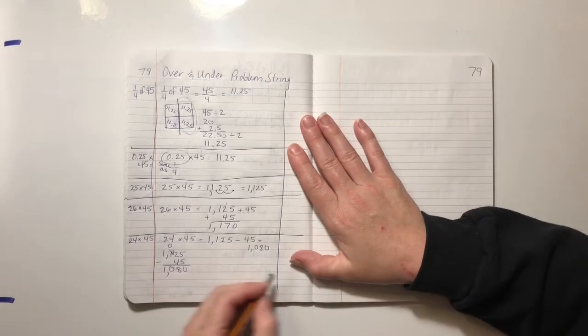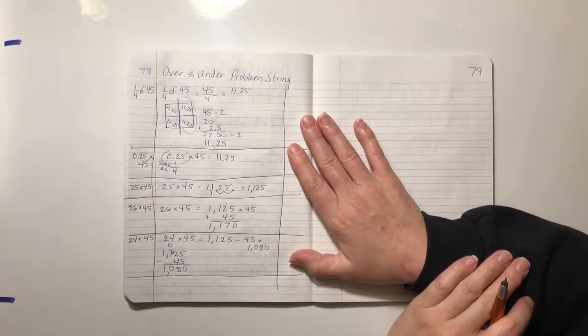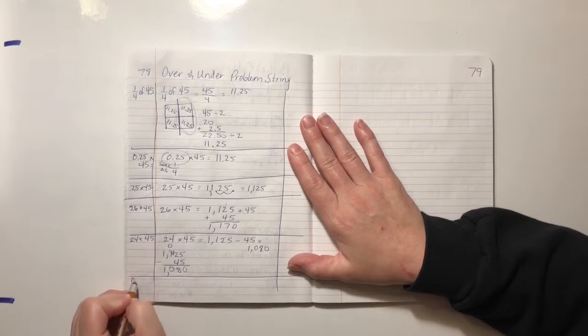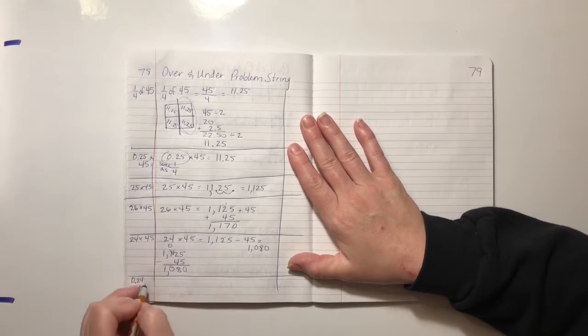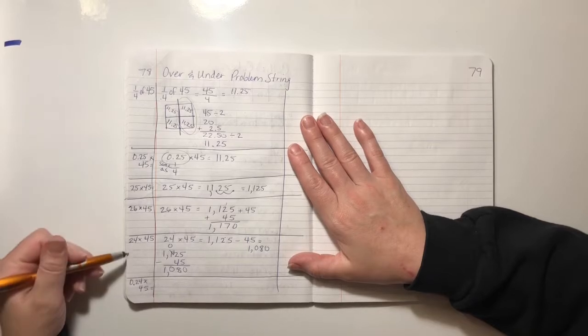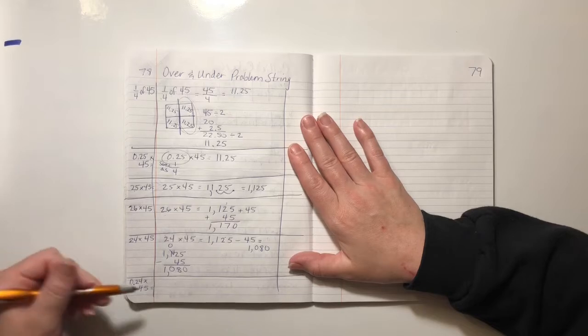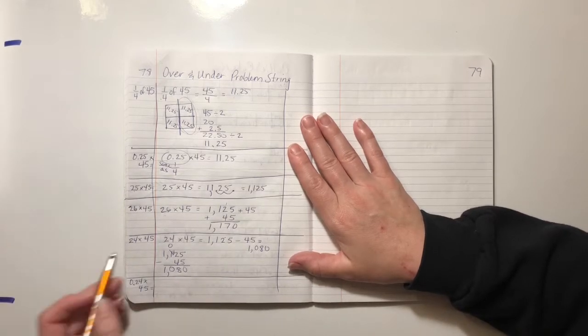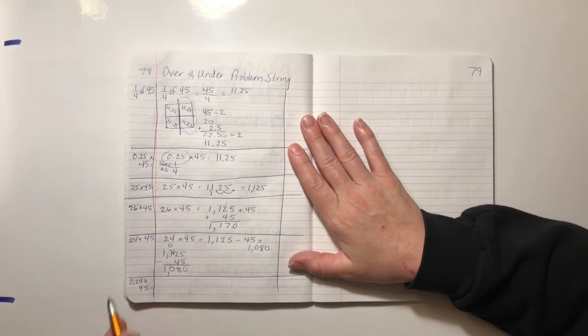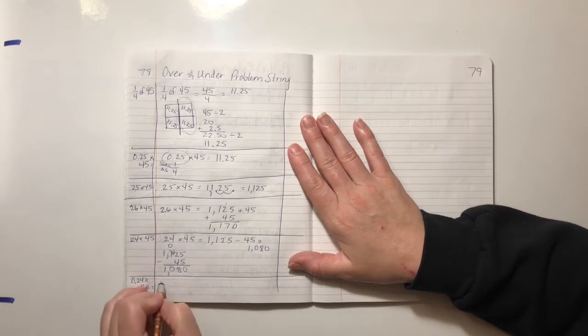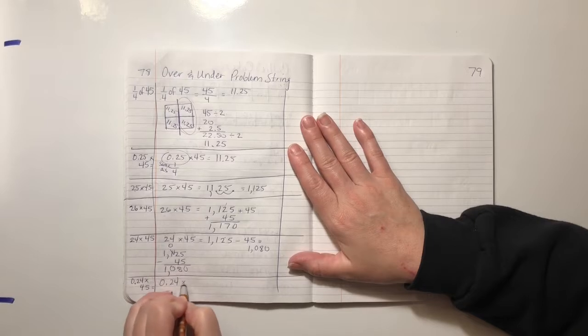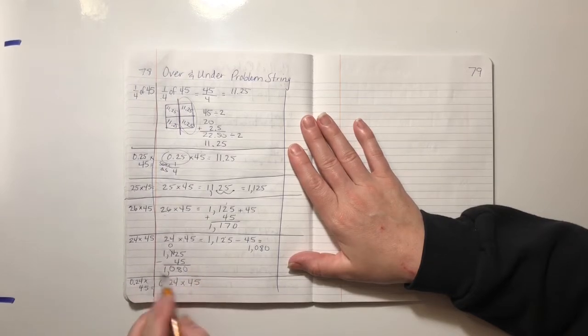And then finally, the very last problem that we're going to do in this problem string is 0 and 24 hundredths times 45. And what is similar about these? Again, this one is dividing it by 100, and that's why the decimal place has moved. So this is the hundredths, where this is wholes right here. So if I rewrite this problem, my answer should be similar to this answer, except I have to move my decimal spot.